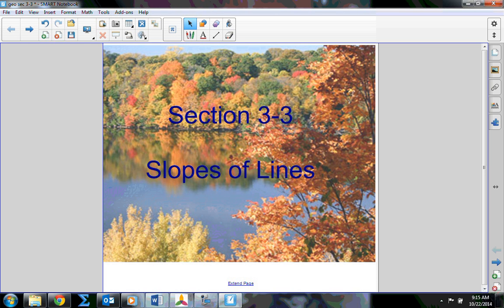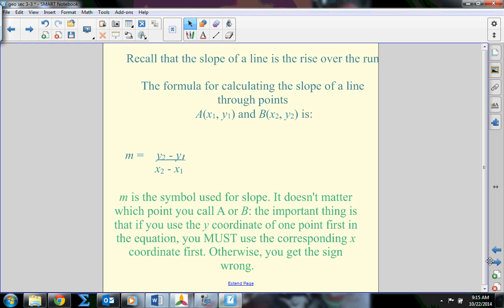Of all the lessons in the book that I would feel comfortable not being there teaching you, it's going to be this one. The class is very good at algebra, and this is strictly algebra, with just a slight bit of geometry in it. So without further ado, let's go ahead and get into section 3-3, slopes of lines. You guys remember what slope is. It's the rise over the run.